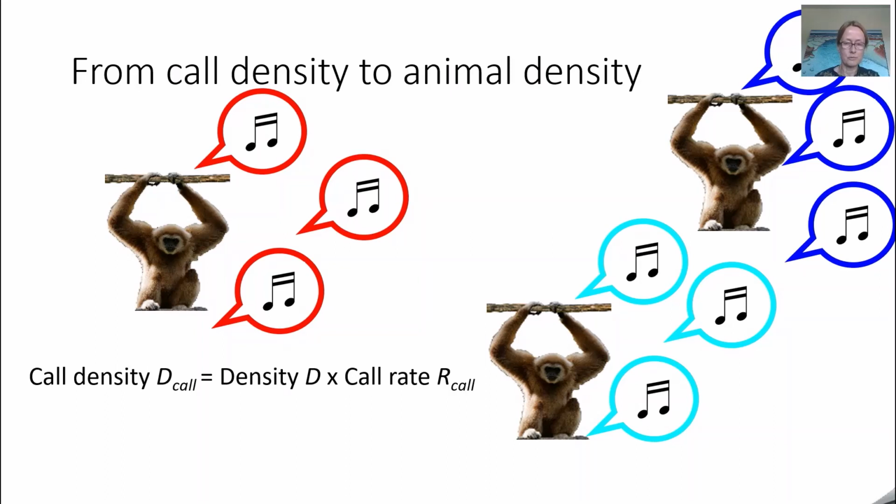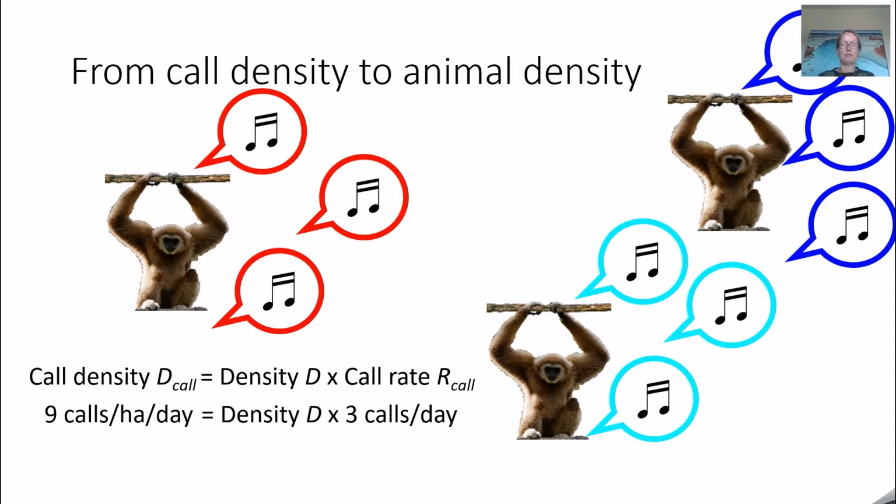In this example shown here, we have 3 animals, each calling 3 times per day. So if we knew this somehow, that each animal was making 3 calls per day, we could replace call rate with 3 in this equation. So as we generally do not know this, we need to estimate it somehow. So we have an additional parameter to estimate, and that's the call rate.